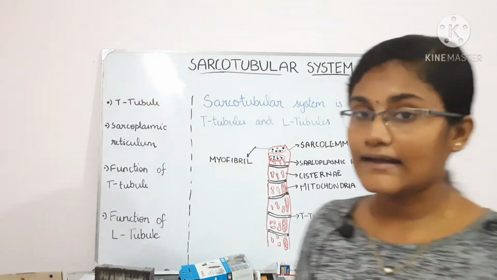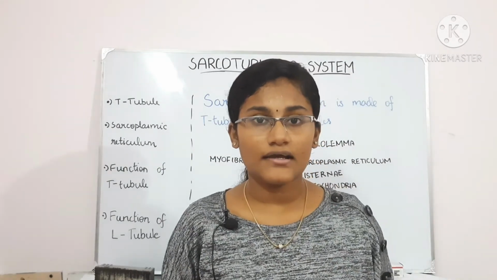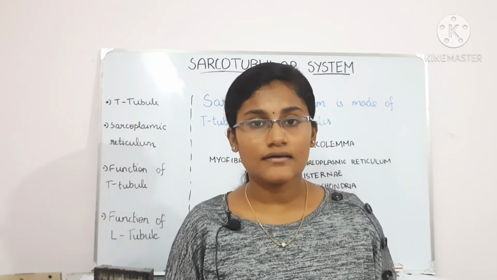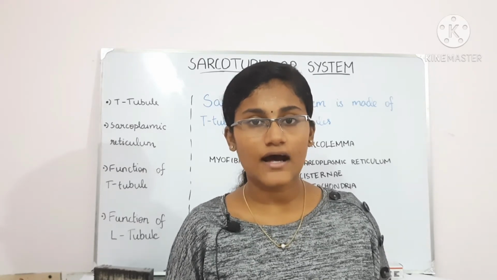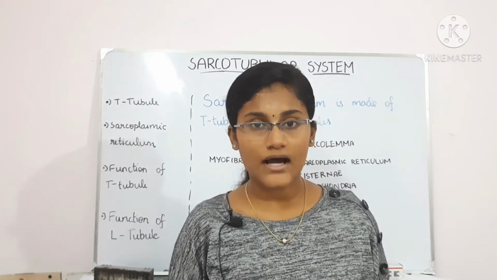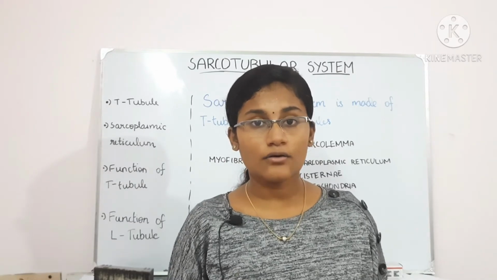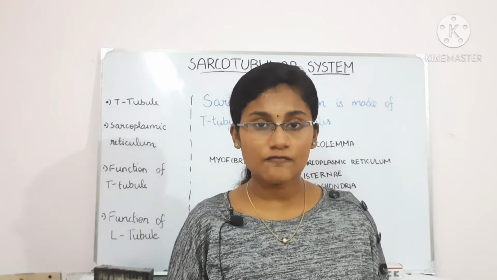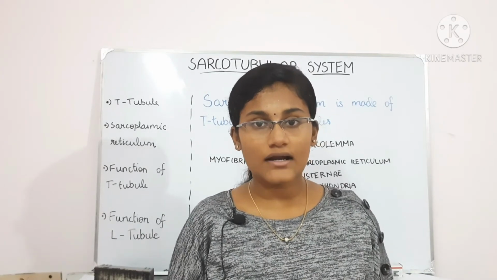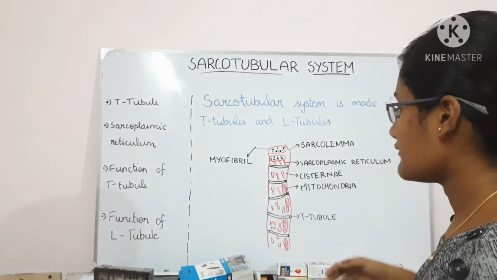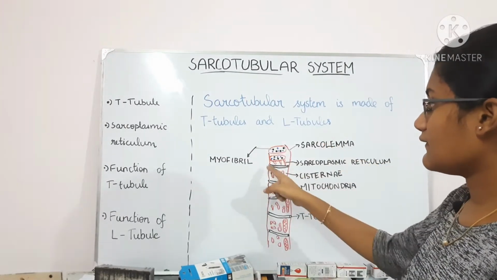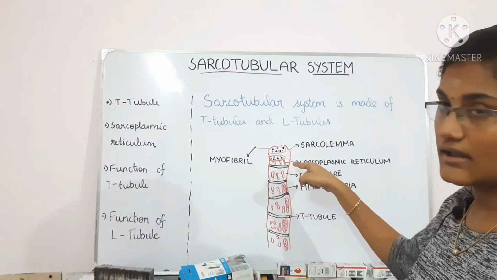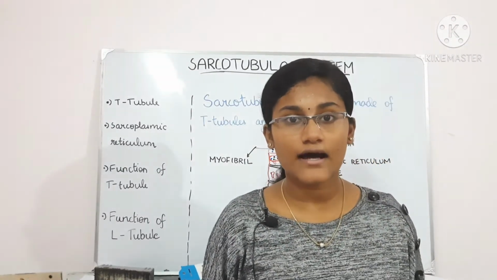Now let's talk in detail about the T tubules. T tubules, also called transverse tubules, are invaginations of the sarcolemma. Sarcolemma means the plasma membrane of a muscle cell. They extend from one end of the muscle cell to the other end of the muscle cell. Let's say this is a muscle cell, then the T tubule extends from one end of the muscle cell to the other, and it is an invagination of the sarcolemma.